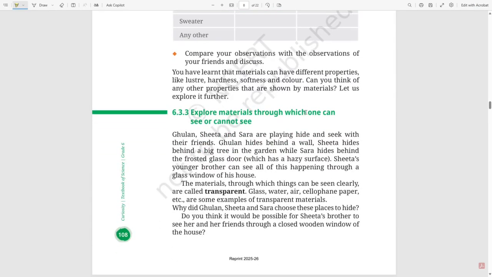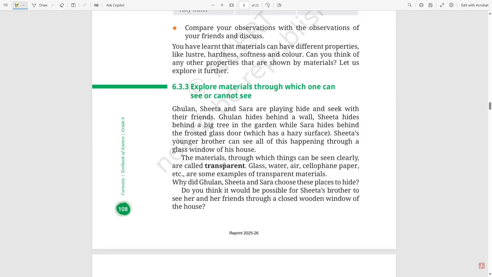Known materials through which one can see or cannot see. In this we have transparent materials, translucent materials, and opaque materials. We will see them in brief. The materials through which things can be seen clearly are called transparent materials. See, here it is written: glass, water, air, cellophane paper, etc. are examples of transparent materials.